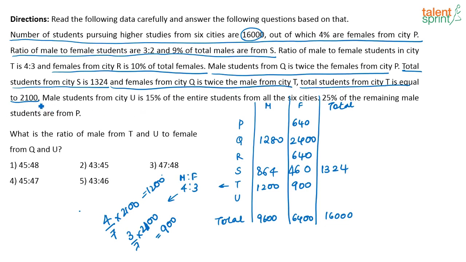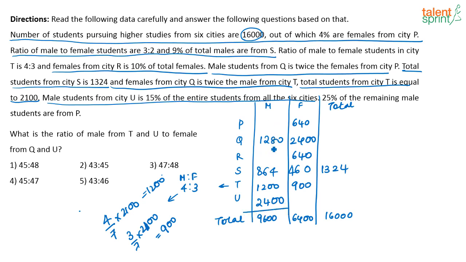Male students from city U is 15% of the entire students from 6 cities. So male students from city U is 15% of entire students, means 16,000 into 15/100, or what is 16 into 15? 16 into 15 is 240, correct? So 15% of 16,000 will be 2400. So many male students are there from city U. 25% of the remaining male students are from P. So totally how many male students are there? Totally 9,600 male students are there.